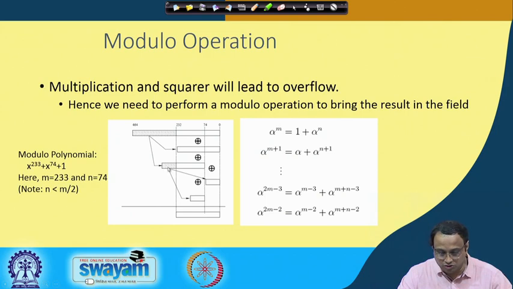So how do you reduce it? Again you take these elements and do a similar operation, and then you reduce it. You bring it here, and in this case with just one reduction it gets into the field, and therefore the final result is in the field.